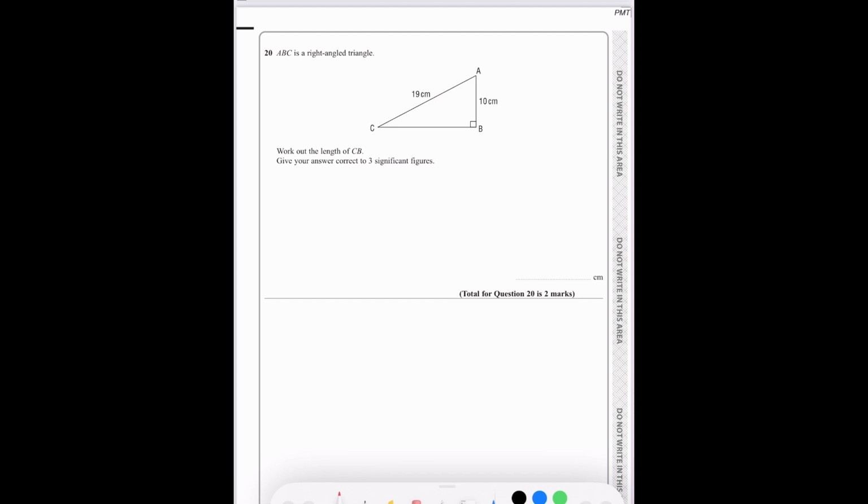Question 20. ABC is a right-angled triangle. Work out the length of CB. So this is Pythagoras. We know A squared plus B squared equals C squared, and the longest one is always C. So we know the longest. So this is going to be 19 squared minus 10 squared, because we know the longest, which gives us 261. And the square root, because that would be C squared, the square root is going to be the square root of 261, which is 16.2.